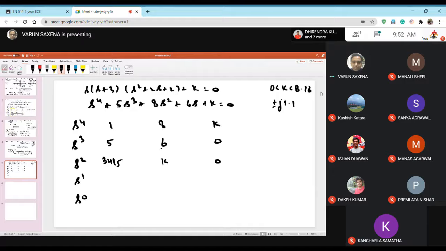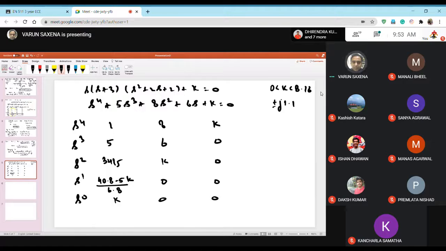So this becomes how much? Kashish, what value does this come to? 6.8. Something 6.8, yes, 34 by 5. So the s1 row is 40.8 minus 5k upon 6.8, if we write 34 by 5 in decimal terms. And here 0 will come and here 0 will come. Here only k will come. Yes sir.